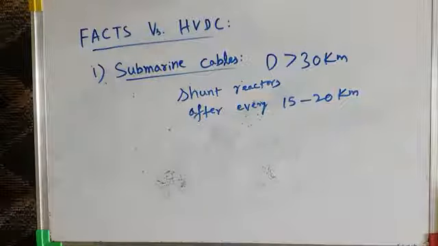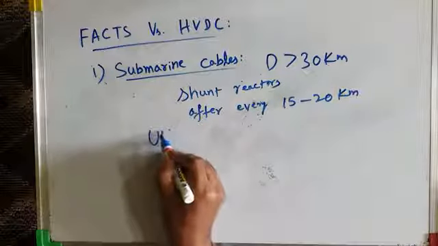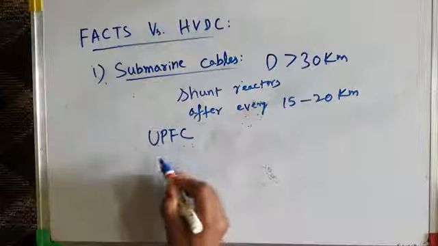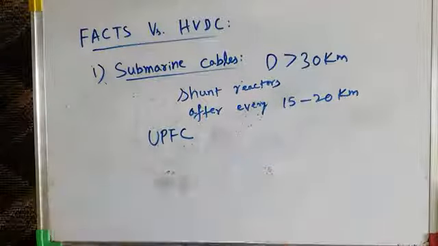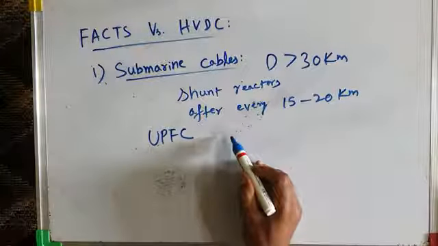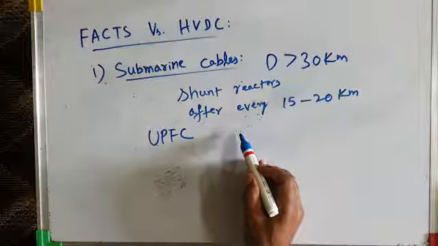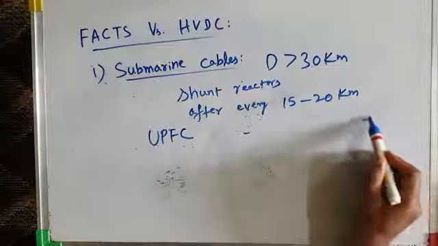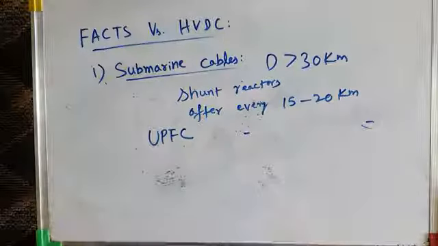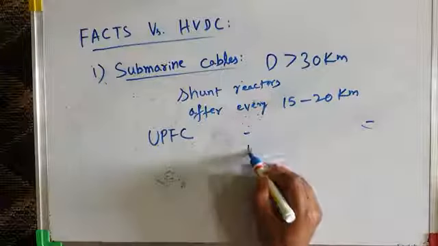However, let me tell you that there is a FACTS controller called UPFC. I have already introduced that in the previous lecture, the Unified Power Flow Controller, which is a combination of shunt FACTS controller and series FACTS controller. This UPFC helps maintain the receiving end voltage of a cable constant and equal to that at the other end. So if this is one end of the cable and this is the other end, it makes the two voltages at the two ends the same, and hence it is feasible for long distances up to 100 kilometers.